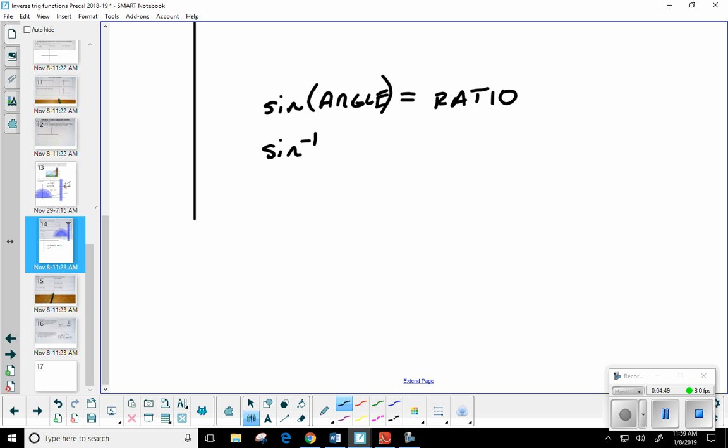So the only thing we plug into an inverse function is a ratio. And the answer we're going to get is the angle measure. And whatever mode your calculator is set in, hopefully it's still in degrees, that is the answer it's going to provide you. If it's in radians, it'll give you that in radians. And like I said, the same applies for cosine, tangent, all the way through cotangent. Does not matter.